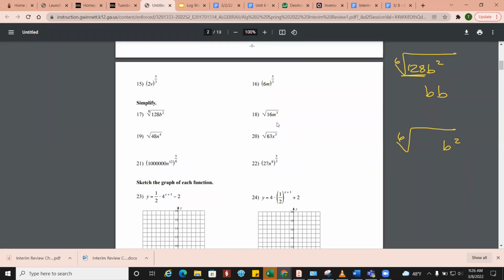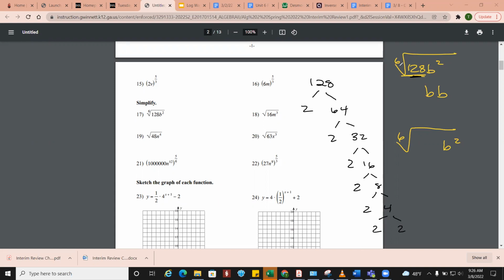Now, my favorite thing to do is take an even number and divide it by 2 to see if I can pull out any factors. Watch what I mean by this. If I take 128 and divide it by 2, that's going to give me 64. If I divide again, I get 32. Divide again, 16. Divide again, I get 8 and 4 and 2 and 2 and 2.